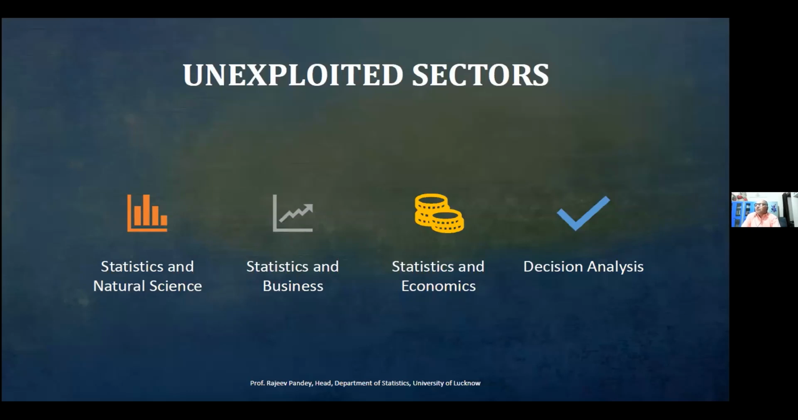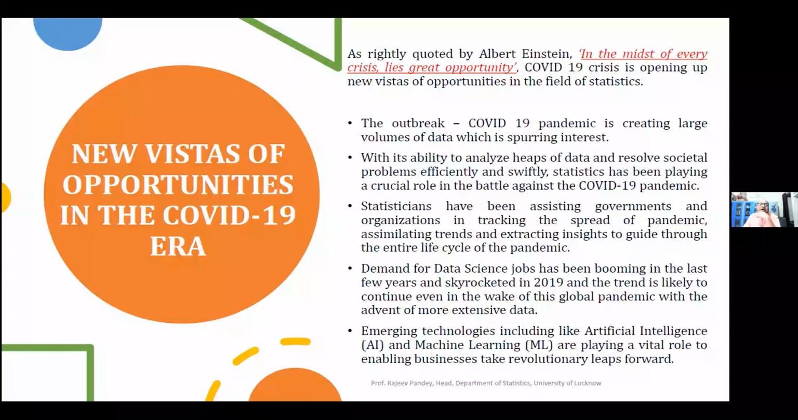The kinds of research you can do in statistics include intersections with applied mathematics and modeling of physical, social, and human systems. Any addition of uncertainty in these kinds of models warrants the use and application of theoretical statistics as interpreted in the relevant domain. Now, in the present scene, data science offers new vistas of opportunities during the COVID-19 era.